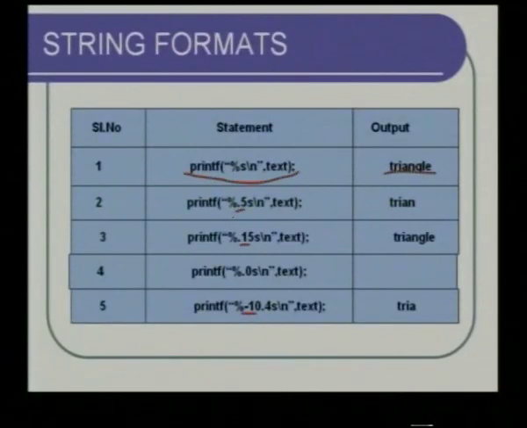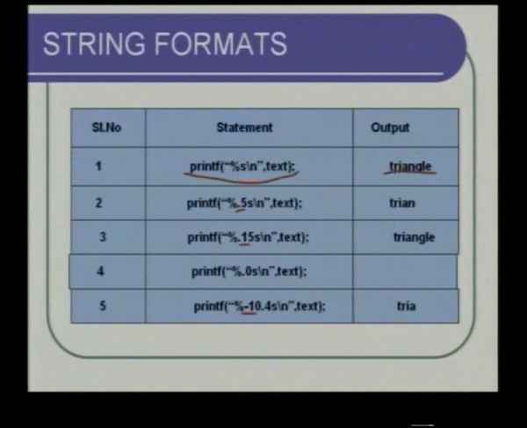So, in the second statement, I have printf %.5s and I am printing this text. So, the point five will take only the first 5 characters and display them. So, 1, 2, 3, 4, 5, out of this entire text only the first 5 are displayed over here. In the next I want to display the first 15 characters.